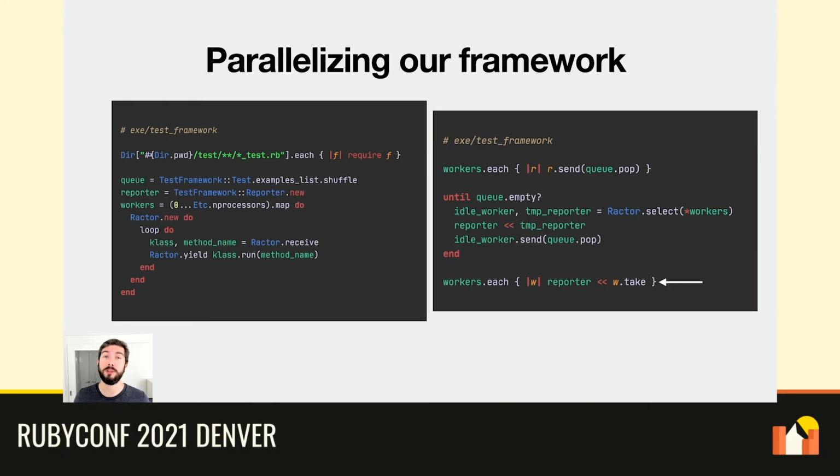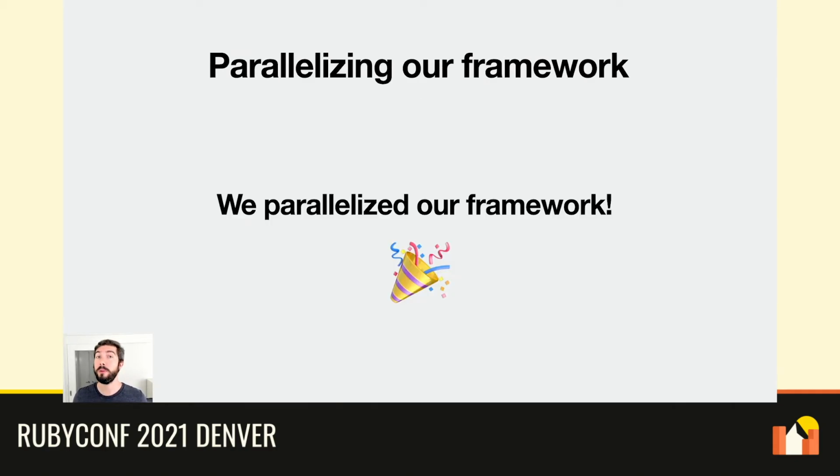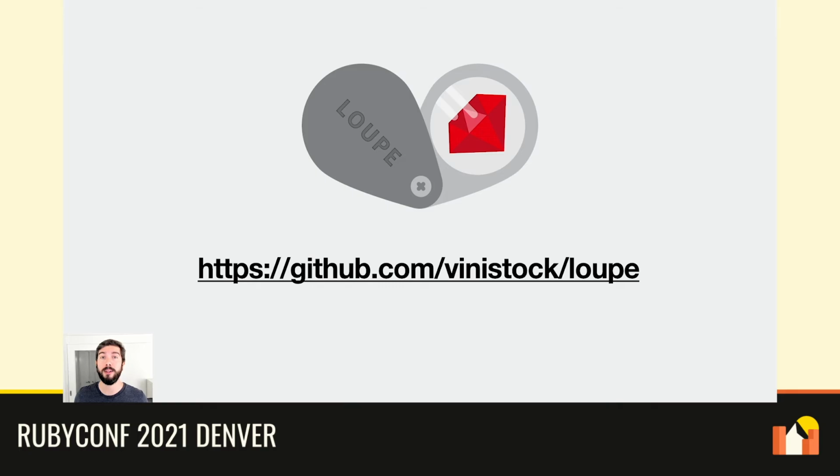And I just want to call attention that we do need to go through each one of the workers, make sure they're done processing and concatenate all of the reporters, or else we're going to have missing information at the end. And we managed to parallelize our framework. This is already enough to run tests in parallel. And this study is available at Vinicius.stock/loop if you want to take a look. I'll do a little bit of a demo and show how it works.